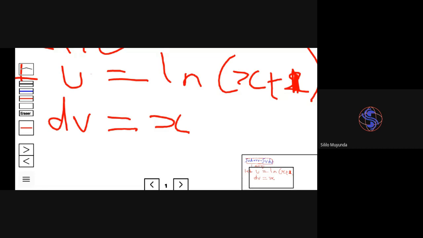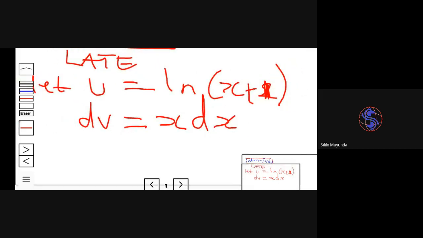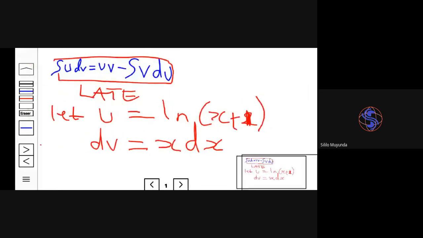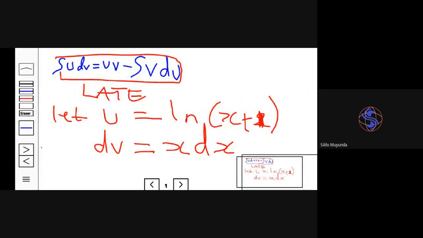That's all. It's just x dx. So we have found our u, we have found our dv. When you look at the general term, our formula, this is just like our formula. We have found our u, we have found our dv.